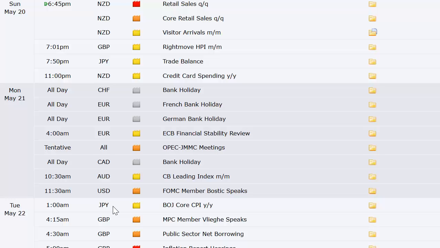On Sunday, retail sales and core retail sales with visitor arrivals out of New Zealand, Rightmove housing price index out of the UK, trade balance out of Japan, credit card spending out of New Zealand. Going into Monday, we've got a bank holiday out of Switzerland, France, and Germany. So that's going to slow down the market for the first day of the week.